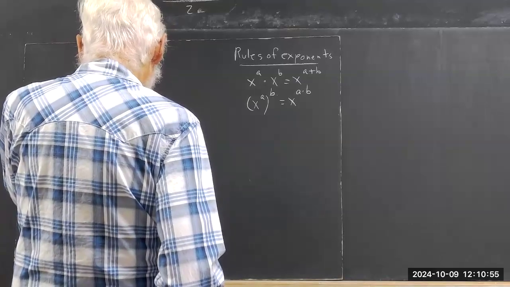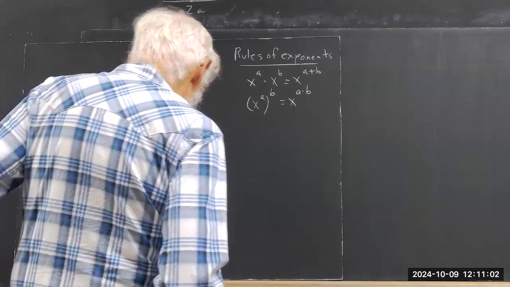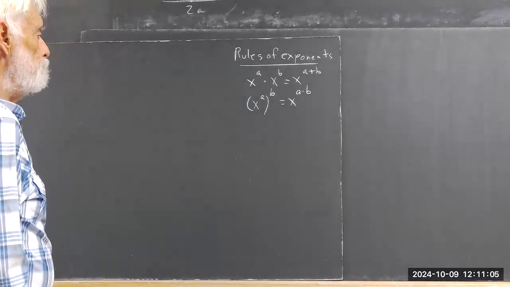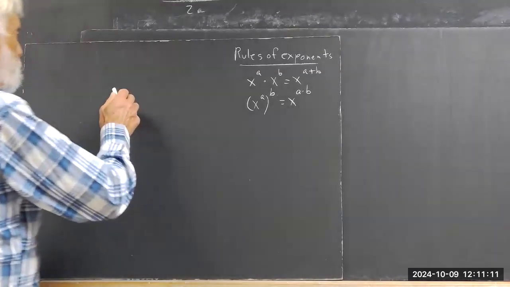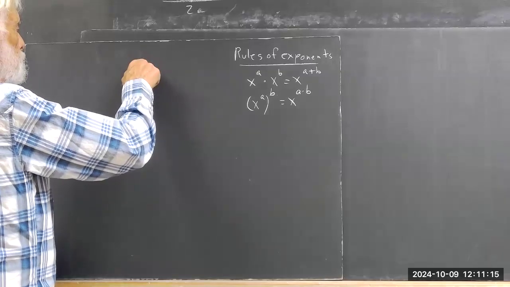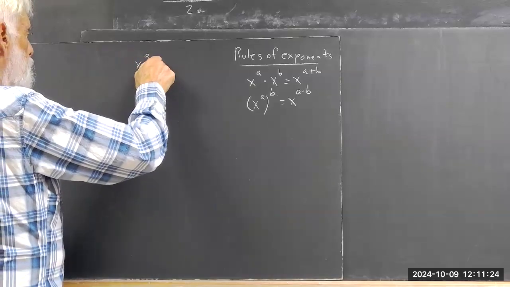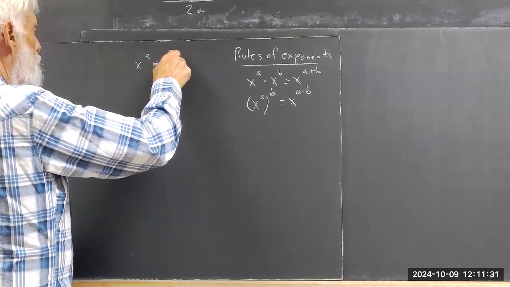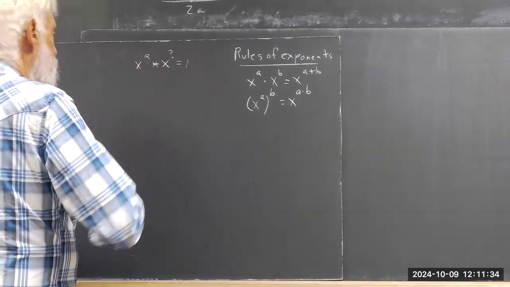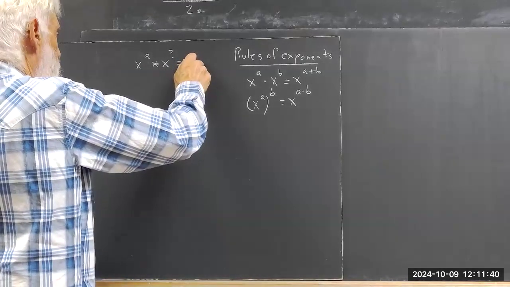All right. Now let's see. I could assert the rule, but I want to show why it is. Okay, so I'm going to come over here. Let's do it like this. What power of x would you multiply by x to the a to get 1?